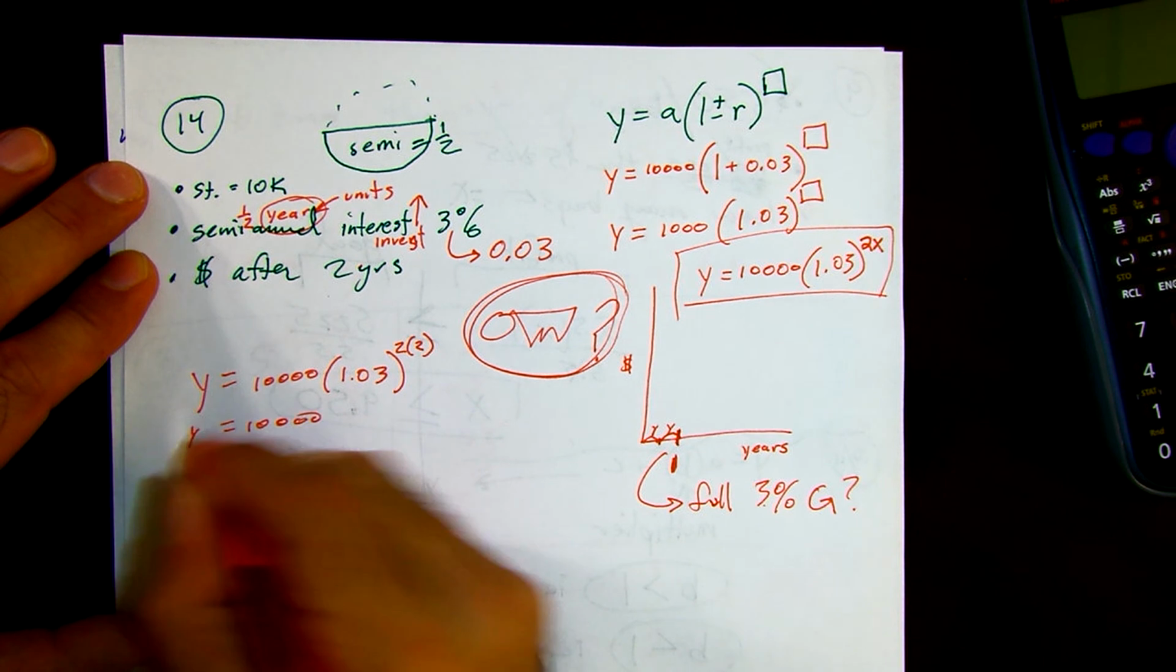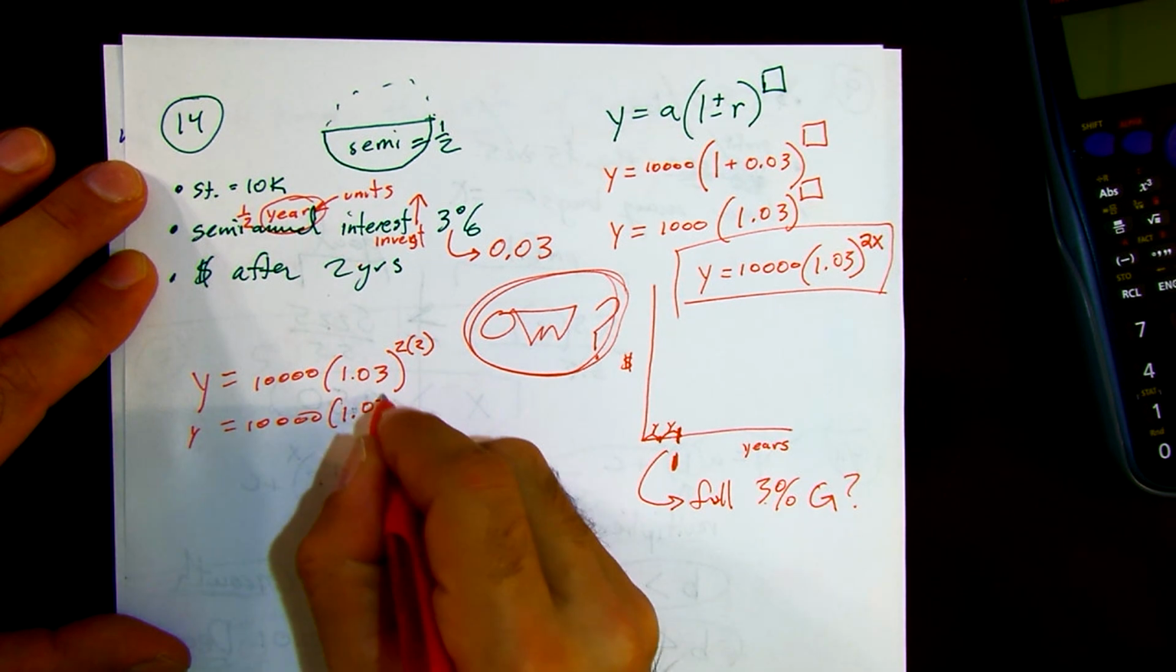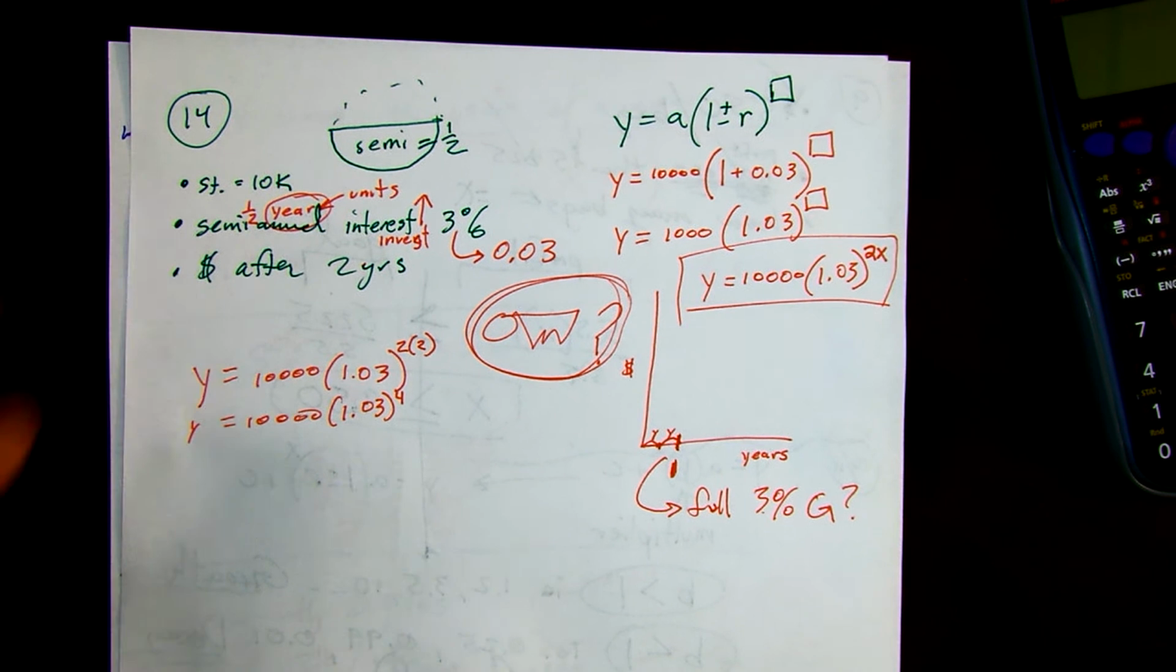Okay. And then we're looking to see what happens at 2 years. So we already made our units years. So when I bring this in here, it's 10,000 times 1.03 to the 2 times 2. I just plugged in 2 for x. 10,000, 1.03 to the 4th power. And then on the calculator, 1.03 raised to the 4th power times 10,000.